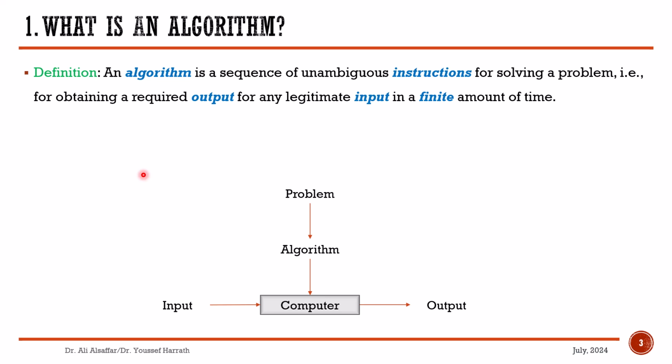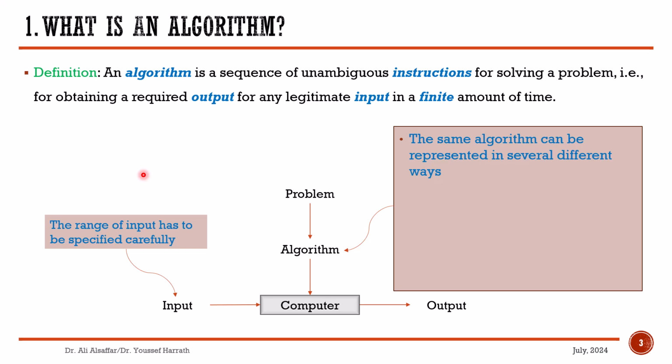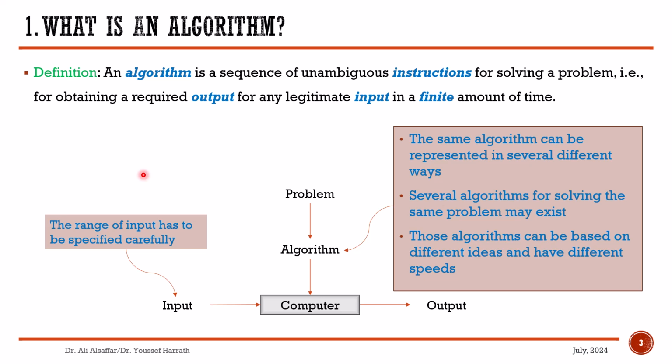To illustrate the notion of an algorithm, we will present some examples for solving some problems, considering different methods and ideas for these problems. In particular, in these examples, we will show you how to specify the input for these problems and how the same problem can be represented in several different ways. And also we will show you how several algorithms solving the same problem may exist. And finally, we will show you how these algorithms have different ideas and different speeds.